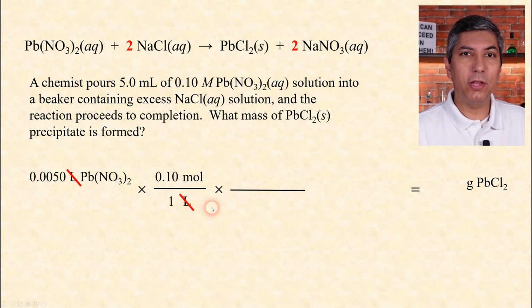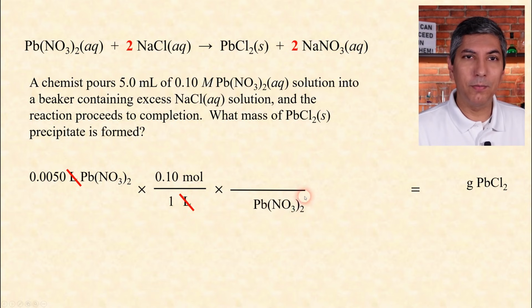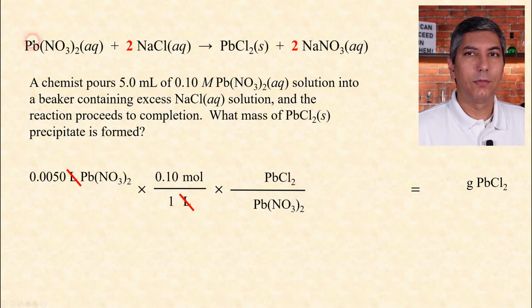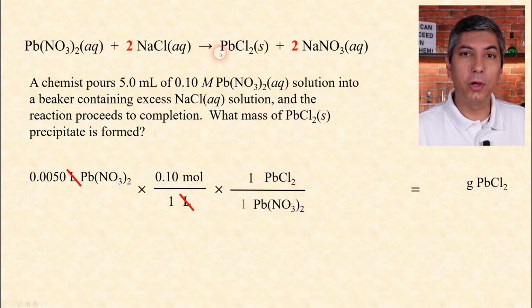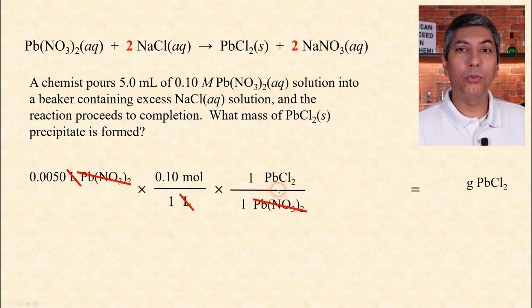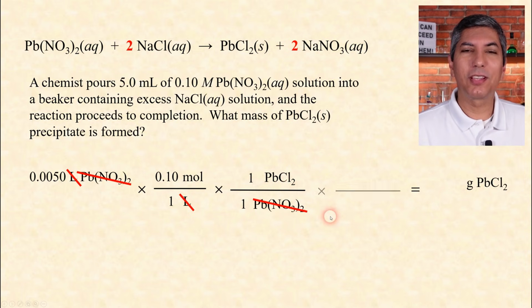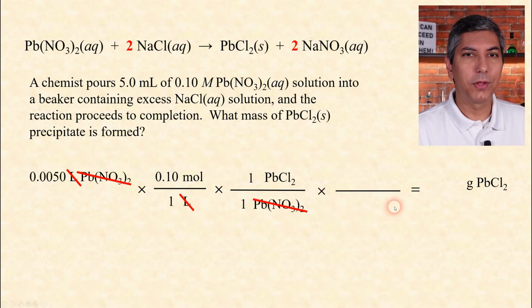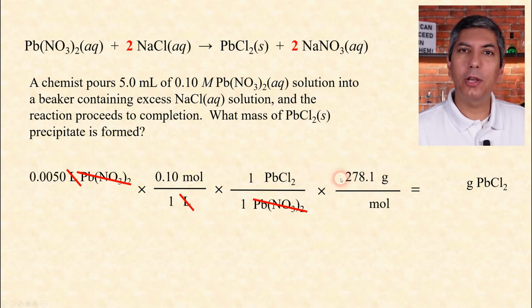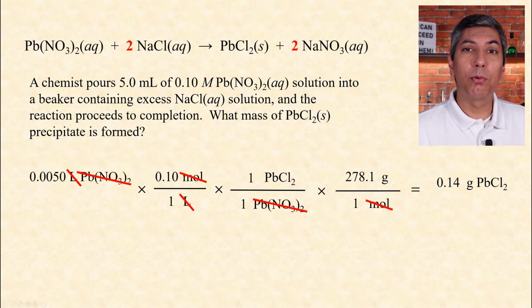Step 2 is the mole ratio. So lead-2 nitrate on the bottom and lead-2 chloride on the top. The balanced equation tells us this is a 1-to-1 mole ratio. We can cancel lead-2 nitrate top and bottom. We're now in moles of lead-2 chloride, but we want to be in grams of lead-2 chloride. So our third step is to convert to that final unit of grams. Moles go on the bottom, grams go on top, and the periodic table tells us there are 278.1 grams in 1 mole of that substance. Moles cancel, and our calculator tells us we produce 0.14 grams of lead-2 chloride.